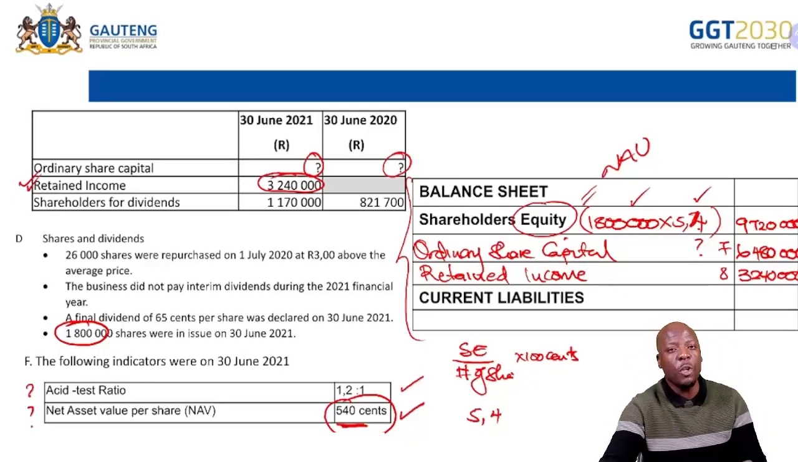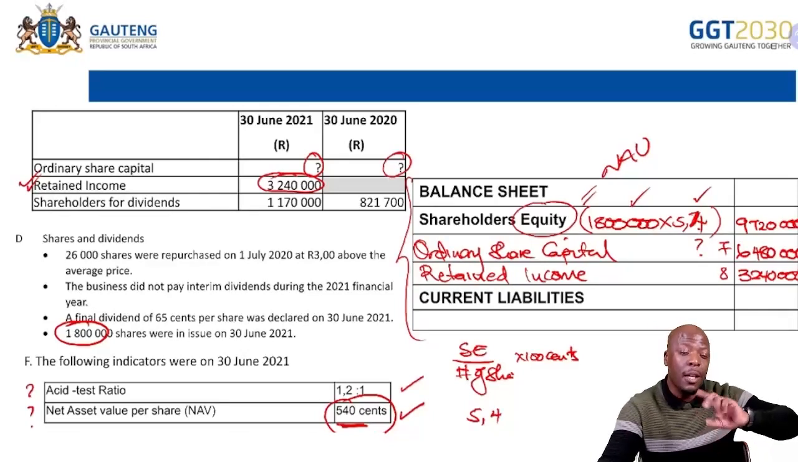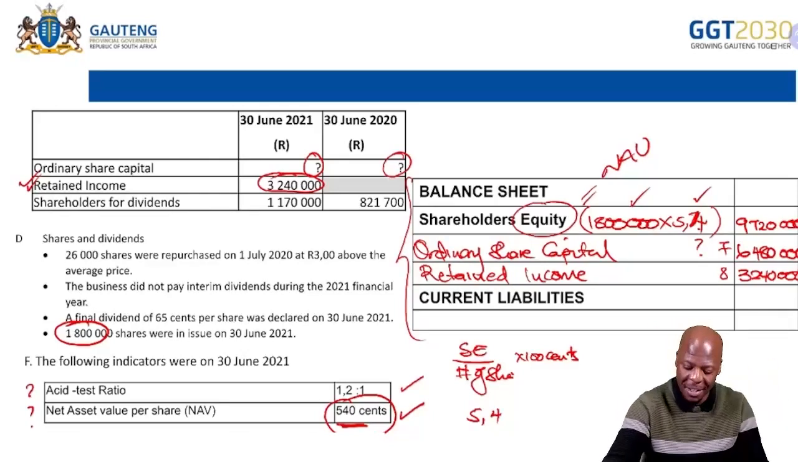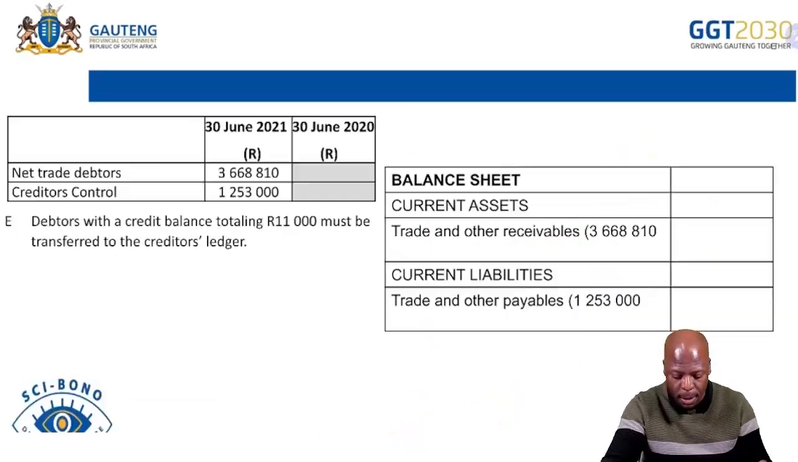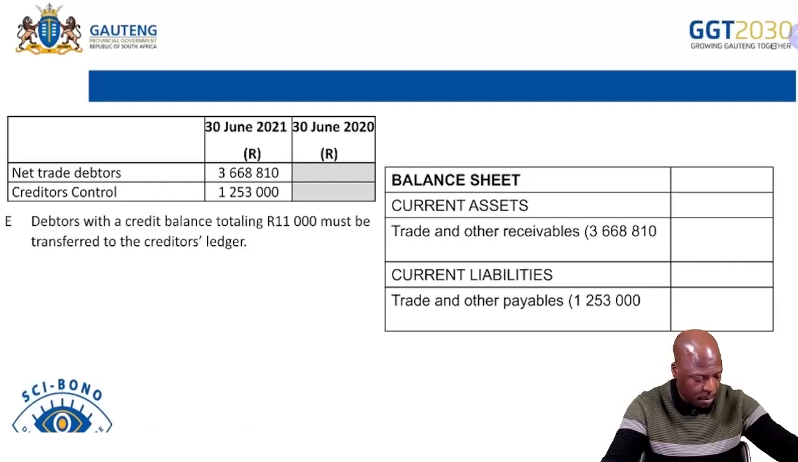Okay, so the moment you're given financial indicators, they're trying to tell you that some of the figures you need, you get through the financial indicators, as we have seen in this instance. Okay, come here. I want to show you the next adjustment.